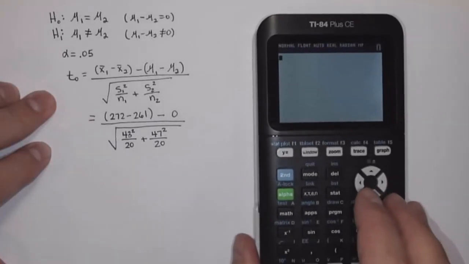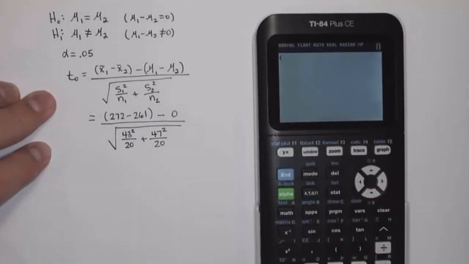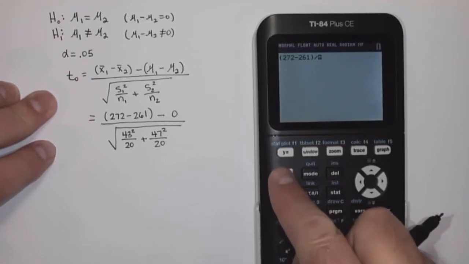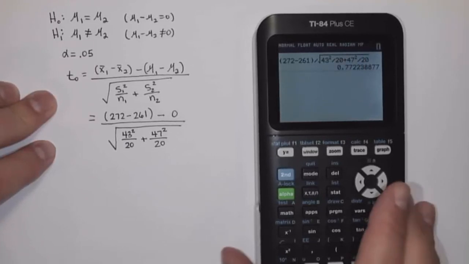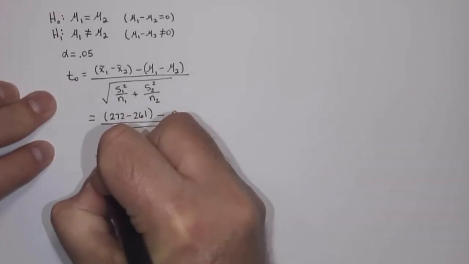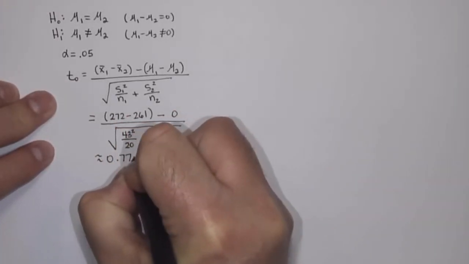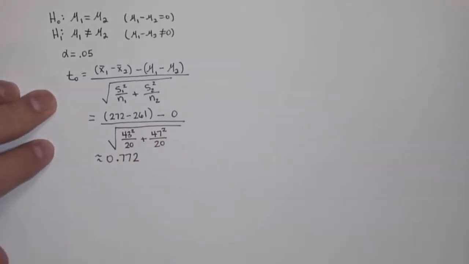So I'm going to bring in my calculator: parenthesis, 272 minus 261, close parenthesis, minus 0, I'm not going to type, divided by the square root of 43 squared divided by 20 plus 47 squared divided by 20. And that gives me 0.772. So our test statistic is approximately 0.772.